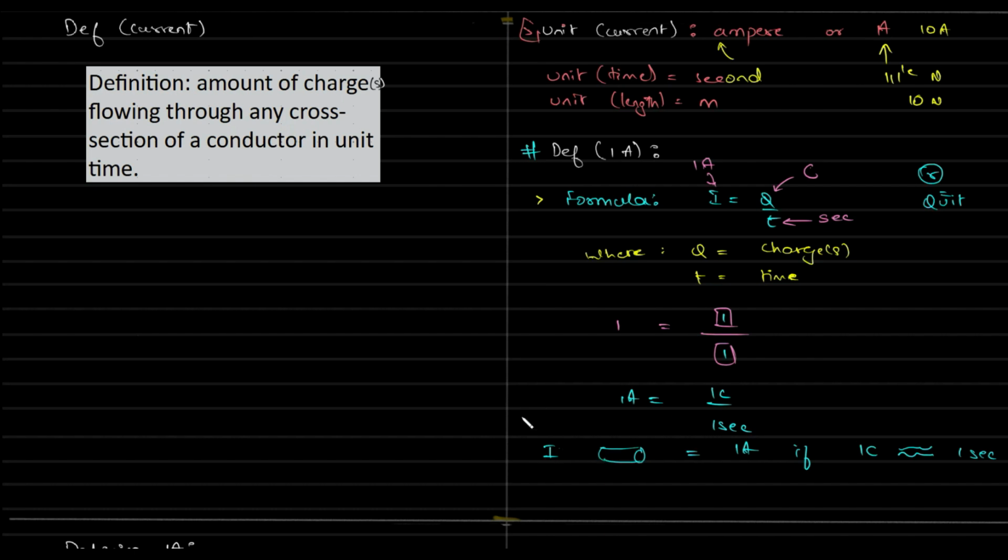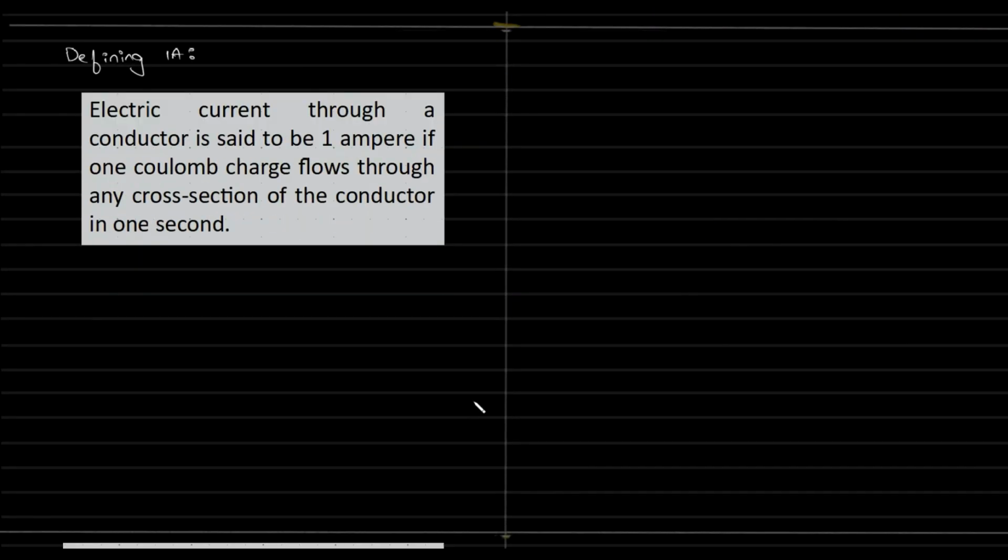I think I confused you guys. Let me not do that. Let me show you the actual definition. Better to do that. So electrical current through a conductor, the simple way to start, is said to be 1 ampere if, putting a condition, 1 coulomb of charge flows through a cross section of the conductor in 1 second. That's quite a simple definition, is it not?